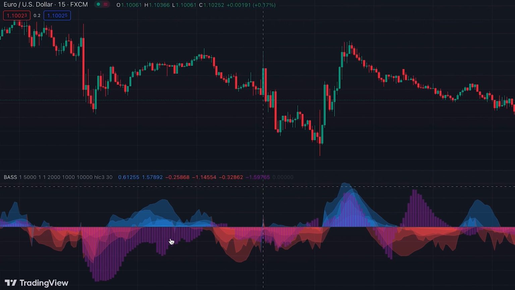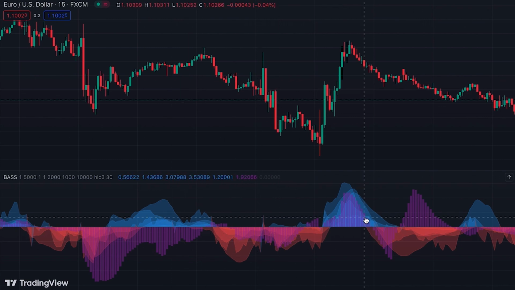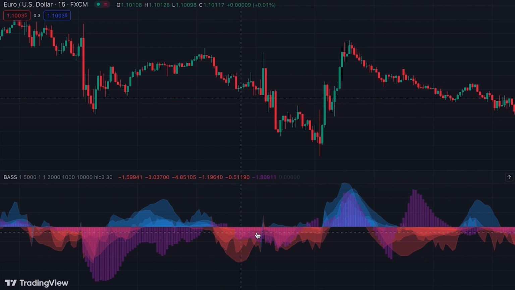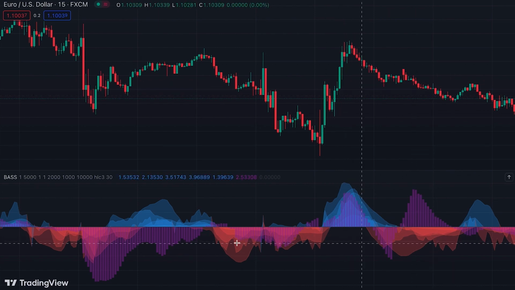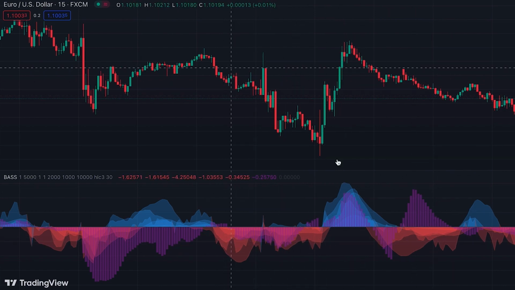So these purple bars, which are the volume bias in this indicator, help us with evaluating the bullish and bearish sentiment in the market. And for discovering bullish or bearish sentiment, we use these blue and red waves that are formed above and below 0. When they are above 0, the waves are blue and they show positive sentiment, and when they are below 0, they are red and they show negative sentiment.